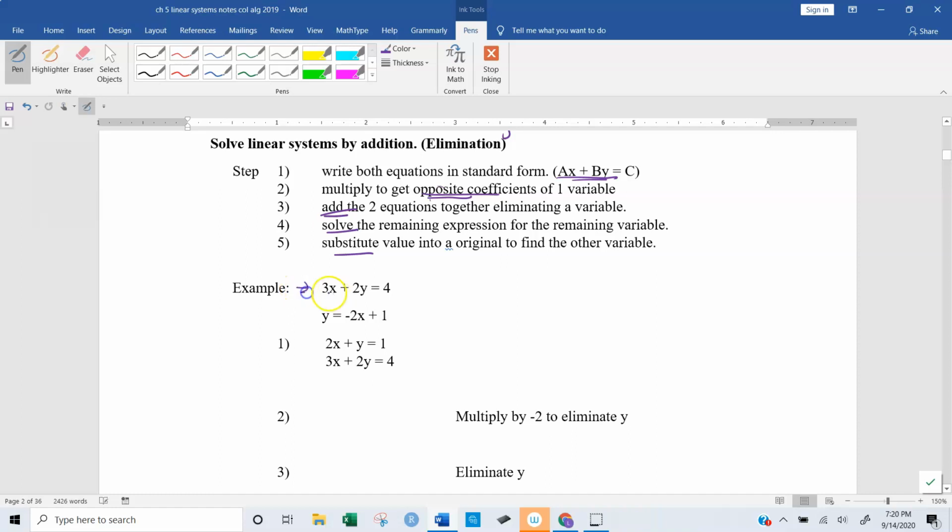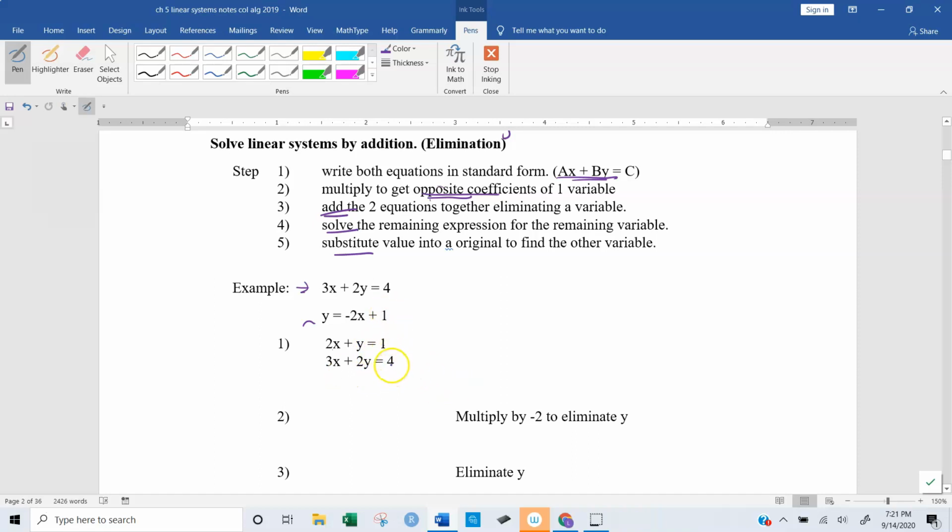So this equation right here is in the right form. It's ax, or 3x plus 2y equals 4. So the x's plus the y's equals the number. This one is not. The 2x has to go first. We need to move it to the other side. So we're going to add it. So now we have 2x plus y equals 1. It is now also in the same form.